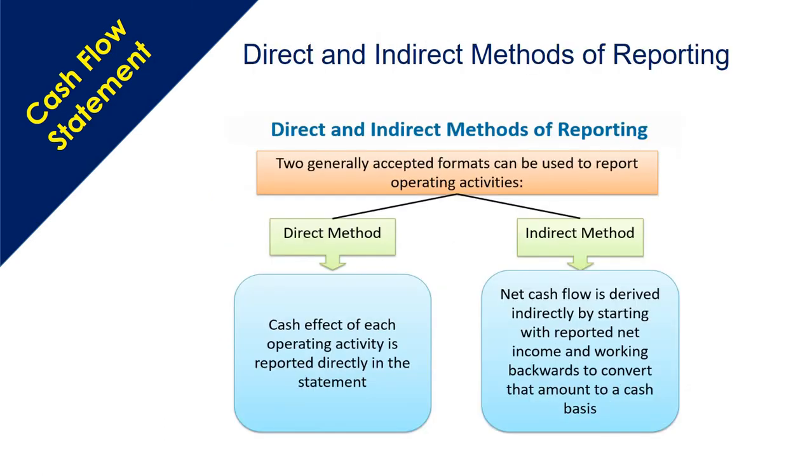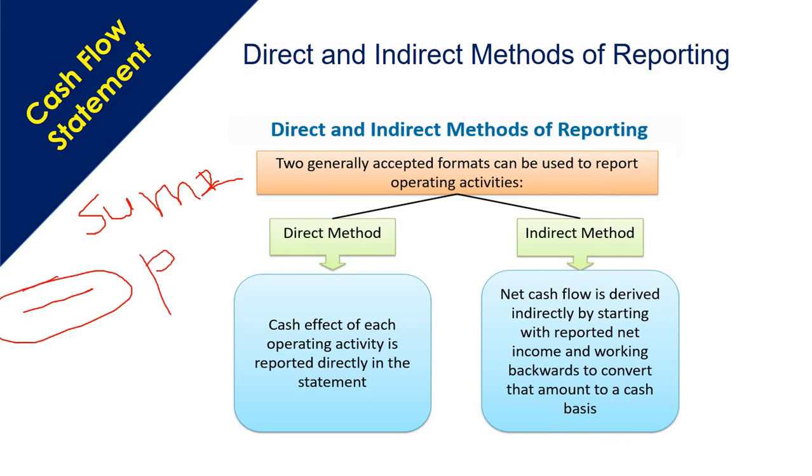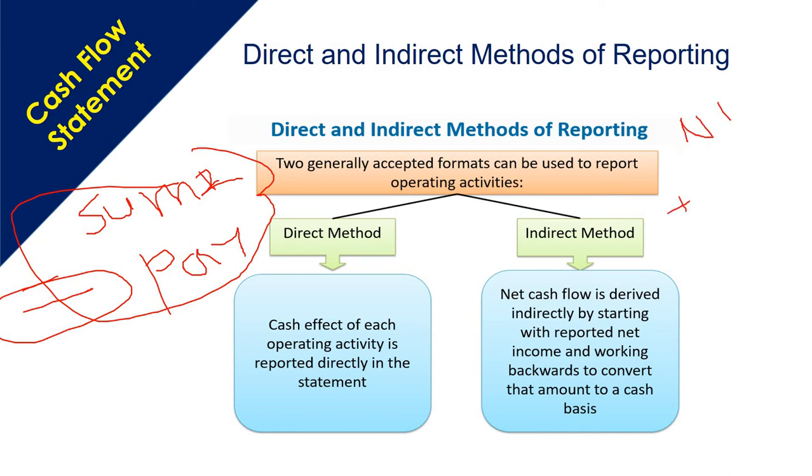There are two methods to prepare the cash flow statement: the direct method and the indirect method. In the direct method, we sum all the cash receipts and then subtract all the cash payments. This is the direct method. In the indirect method, we start with net income and then make some adjustments, either adding or subtracting some expenses and revenues.